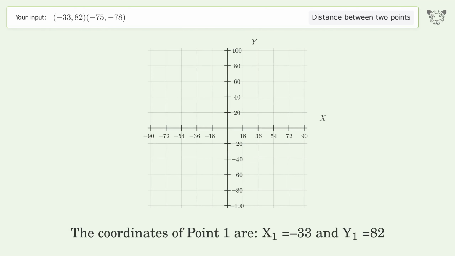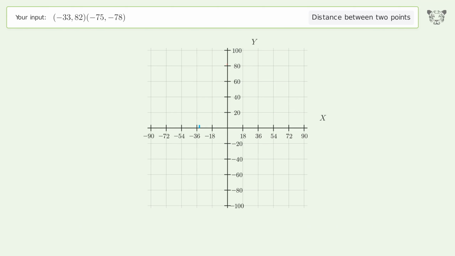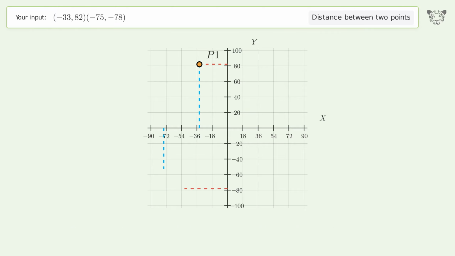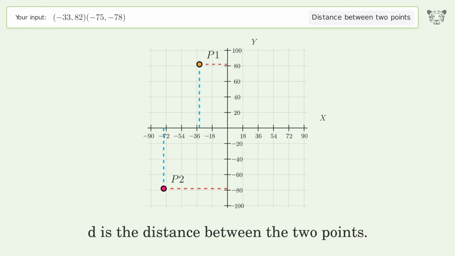The coordinates of point 1 are x1 equals -33 and y1 equals 82. The coordinates of point 2 are x2 equals -75 and y2 equals -78. D is the distance between the 2 points.